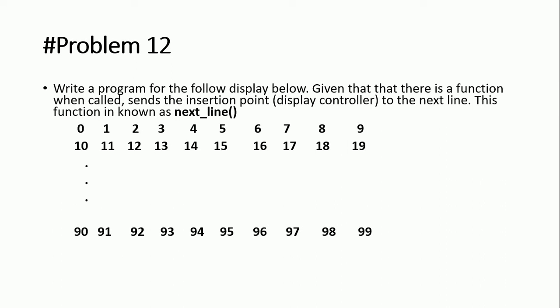You're supposed to write something from 0 to 99. Anytime we print from 0 to 9, we're supposed to get to the next line, and when we print up to 19, we go to the next line, until we get to 99. So basically, that's the question. How do we do it?